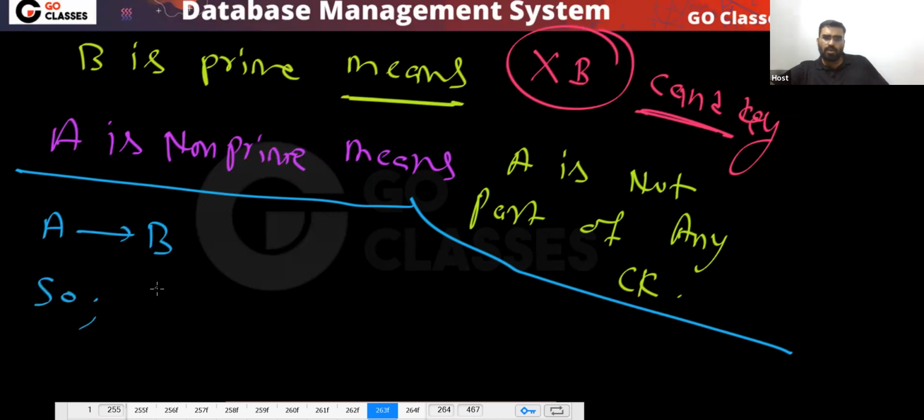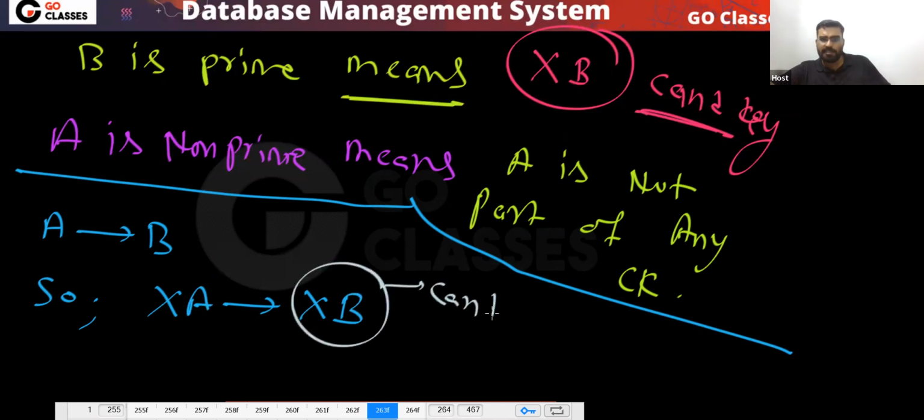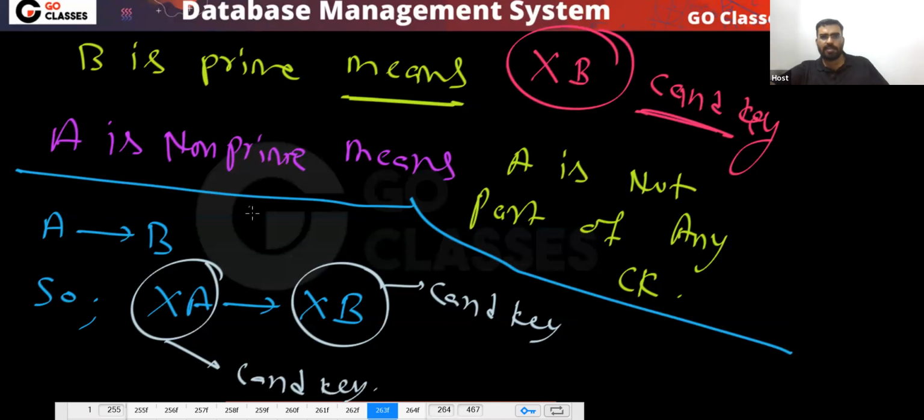So XA determines XB, and this is a candidate key. So this will become a candidate key. Yes or no? Is this clear? Basically, this XB is a candidate key. So if XA determines XB, then this will become a candidate key, because you can replace this B with A.